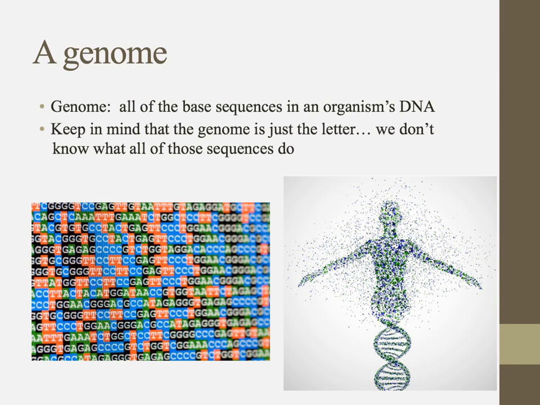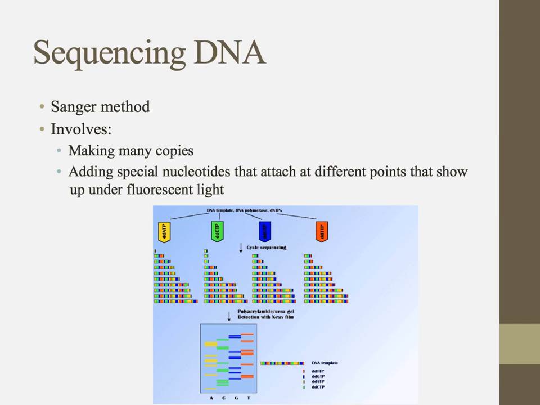Okay, so we keep talking about your base sequences, right? Well, in humans, we have over 3 billion bases or letters, okay? And the entirety of all of those base sequences is called our genome. So all of the A's, T's, G's, and C's. So keep in mind that the genome is just a sequence of letters, right? So we know what all of these letters are. We know all 3 billion of them, but we don't necessarily know what all of the sequences do. So how did we figure out what all 3 billion letters are?